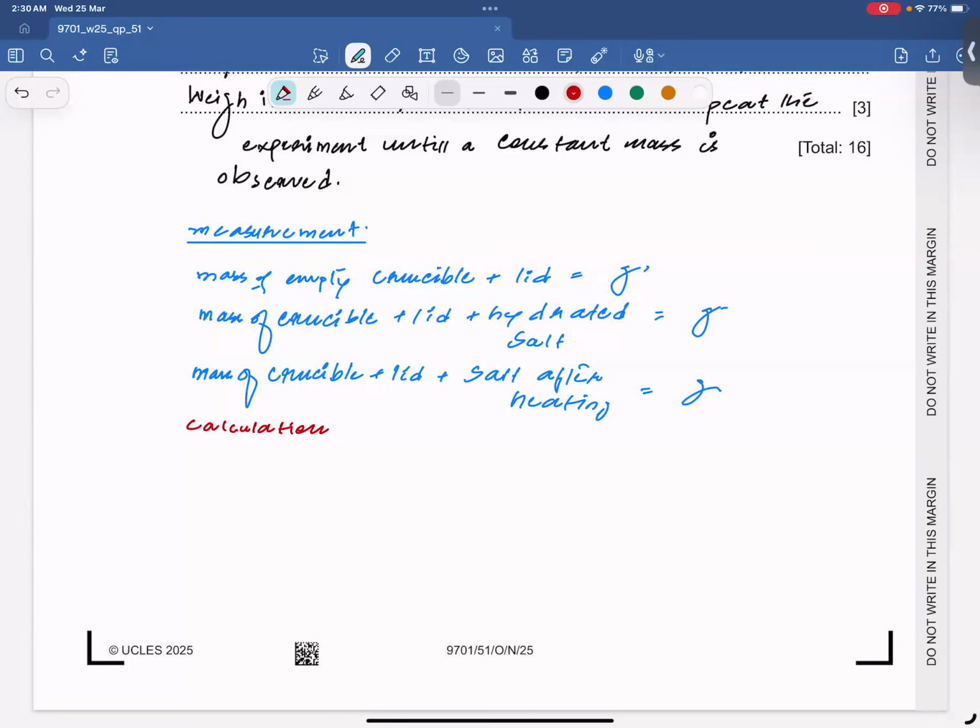If they ask for the calculation, what is going to be the most appropriate way of writing such steps? So first of all, I need to find the mass of water lost. And for the mass of water lost, what will I do? Mass of crucible plus lid plus hydrate minus mass of crucible plus lid plus anhydrate, I will subtract both, so I get the mass of water lost. Let's suppose this is A, and let's suppose this is B. So I need to subtract B minus A. And let's suppose this is C. So mass of water lost.